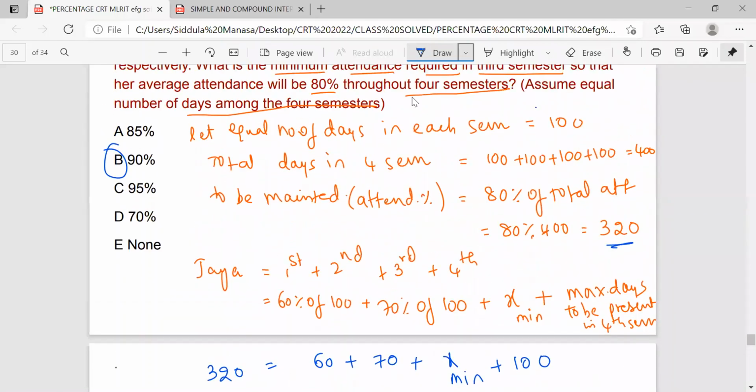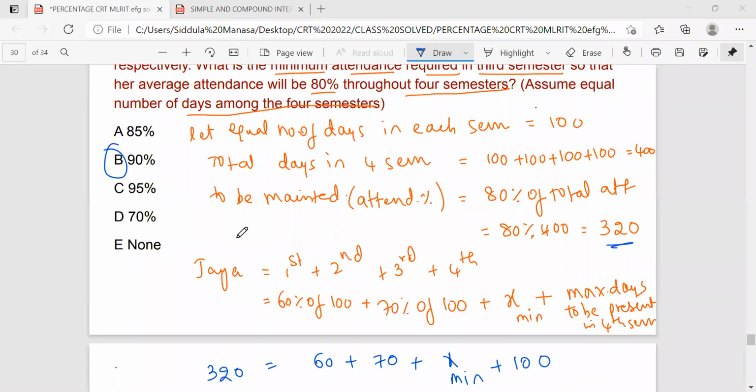Option choice B. Yes, students, now each and everyone has understood the answer is what? 90%, right? Minimum attendance required. Yes, those who are saying 95%, now each and everyone has understood that the answer is not 95%. The answer is 90%. Respond in the chat. Yes, yes, yes.